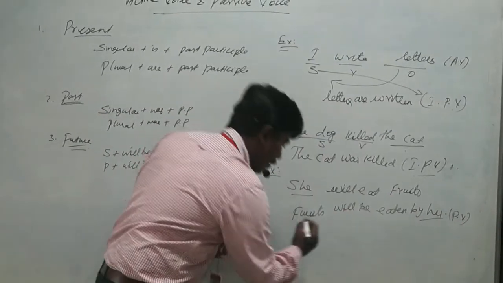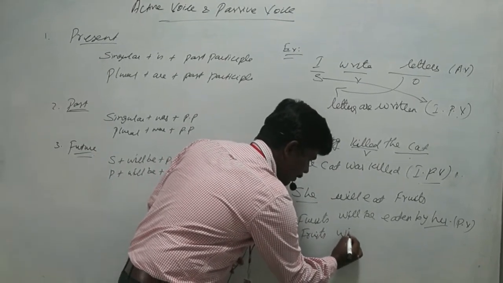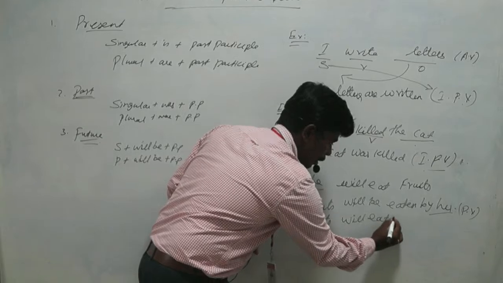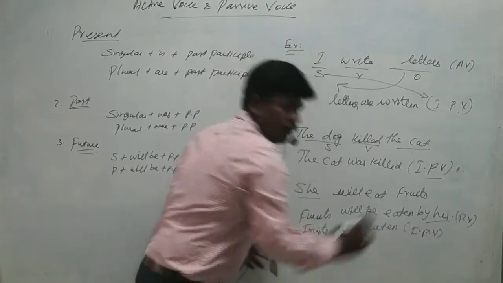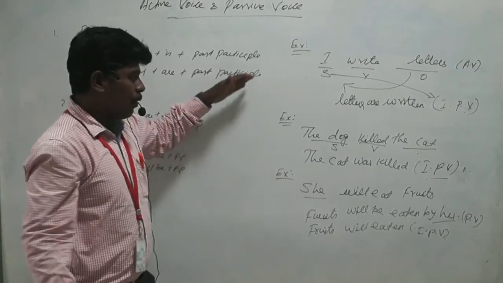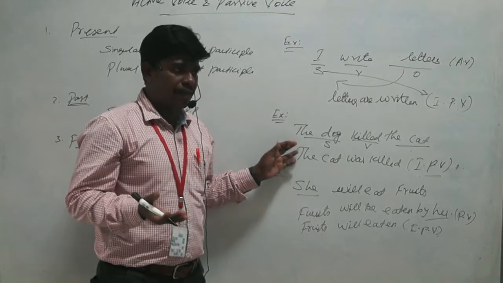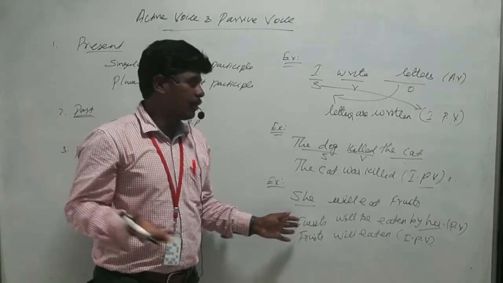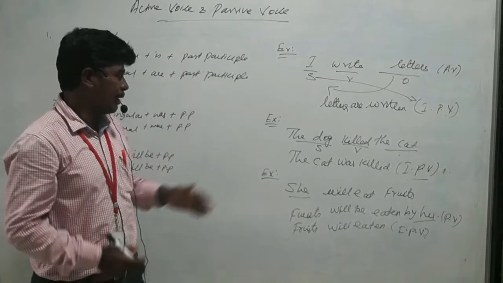Same thing, we are going to write about the fruits will be eaten. So now we know very clearly it's an impersonal passive voice. If you know at least these things, then you can easily write letters, magazines, even become a writer. We should know the basic things of the impersonal passive voice.